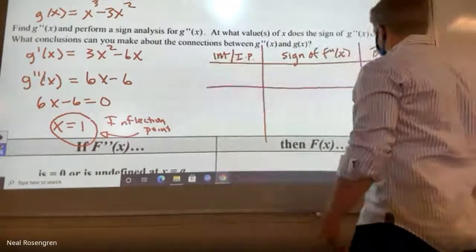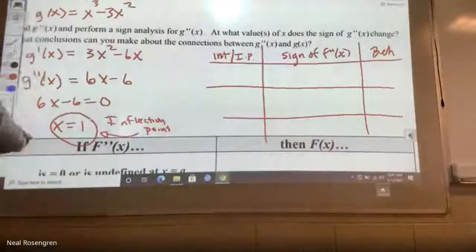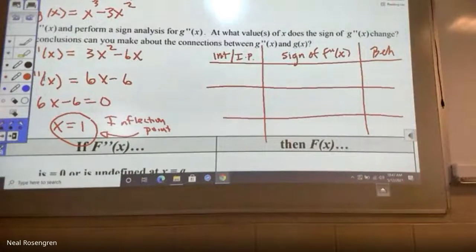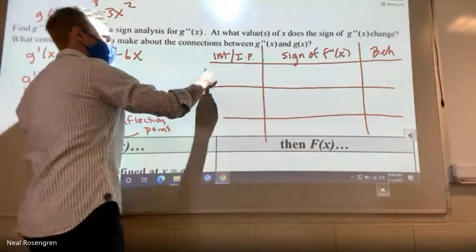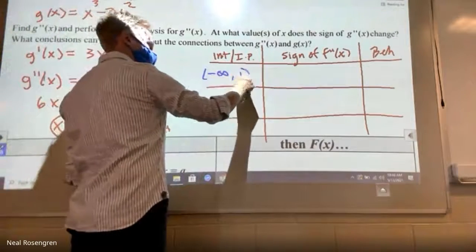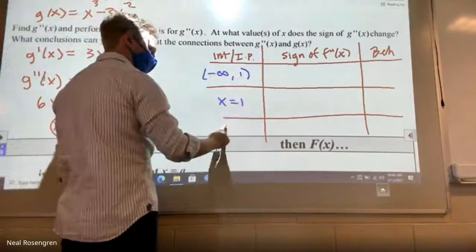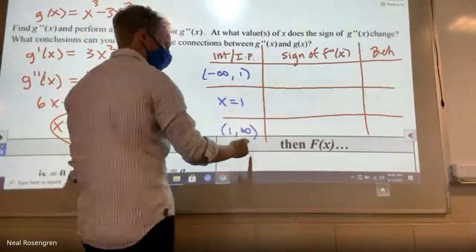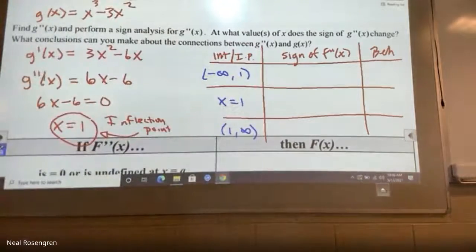And right now, we only have two pieces. Interval stop, interval stop, as many as you need. Let's go from negative infinity to 1. We'll stop at 1, and then we'll go from 1 to infinity. Do you remember this from first derivative stuff, maybe early chapter 3 or late chapter 2? We just did it with the first derivative to help us find mins and maxes and intervals of increasing, decreasing.